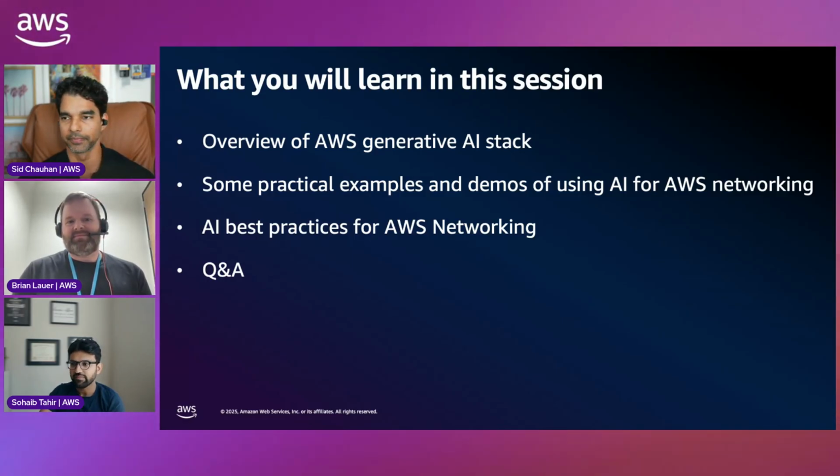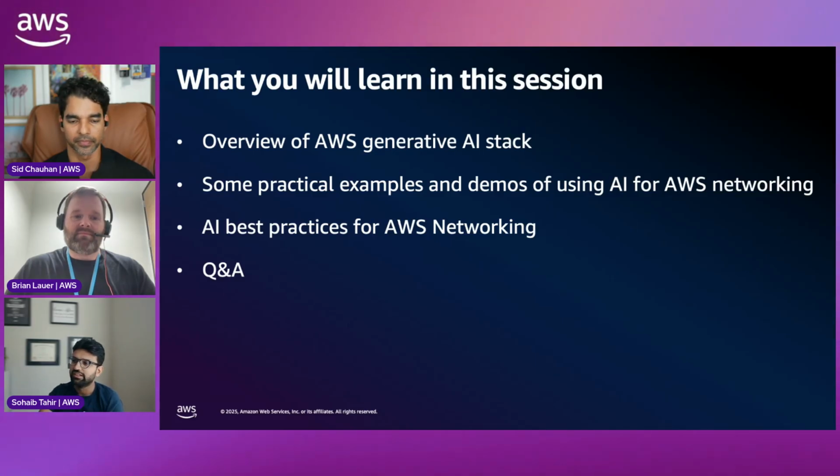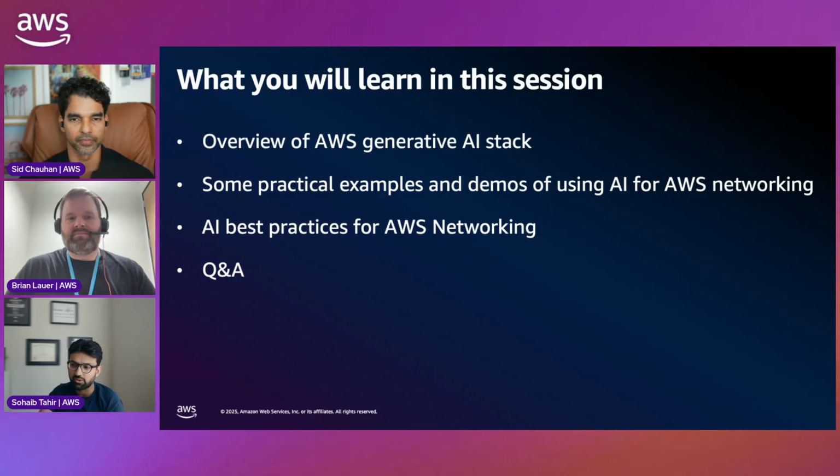So what we are planning to cover in this session: we will do a quick overview of the AWS Generative AI stack, because we are going to use some of our AI capabilities, so just giving you a high level of what these capabilities are about. And then we have prepared some practical examples and demos of using these AI capabilities for building networks, discovering networks, and analyzing AWS networks. And then we are also going to close out on some of the AI best practices for AWS networking and how to practically think about these technologies when it comes to the AWS networking space.